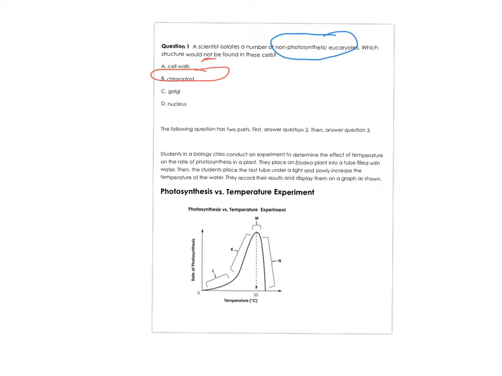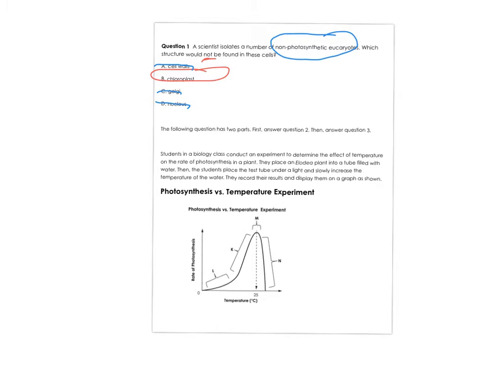Why isn't it cell walls? Because some protozoans have cell walls, right? Why is it that it's not Golgi body? Because you would expect to see a Golgi body in a eukaryote, in all eukaryotes. Why is it not a nucleus? Because you would expect to see a nucleus in a eukaryote.